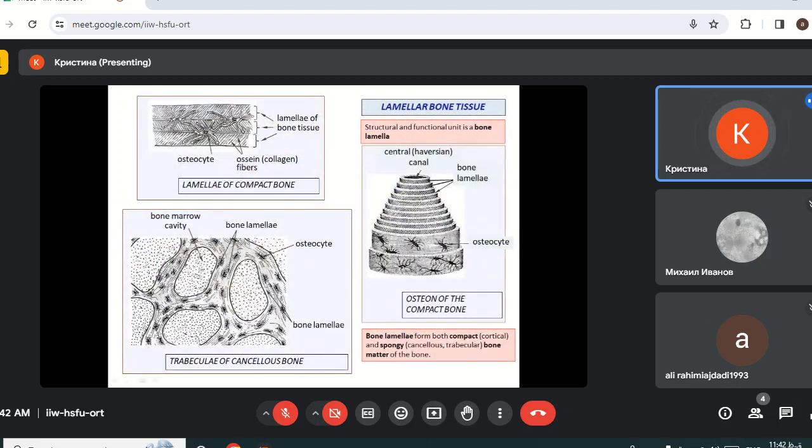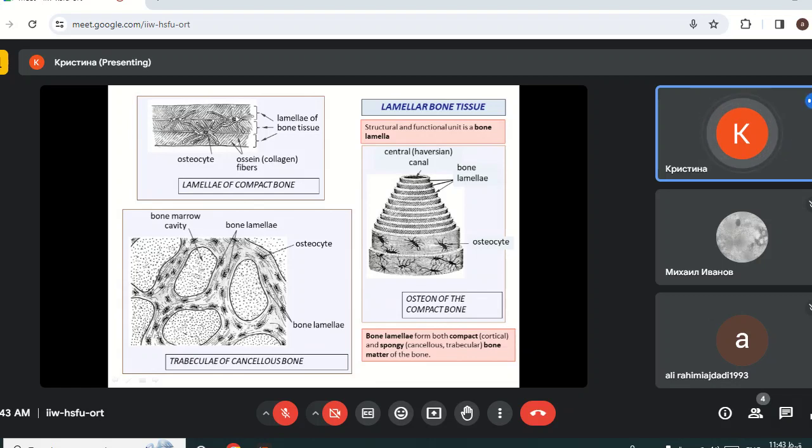So lamellar bone tissue is the mature type of bone tissue. Its structural and functional unit is the bone lamella. Here you can see 3 bone lamellae. Inside every one of them, the collagen fibers go parallel to each other, but in adjacent lamellae, they are orthogonal to each other. It means 90 degrees to each other. Osteocytes are located just between the adjacent lamellae.